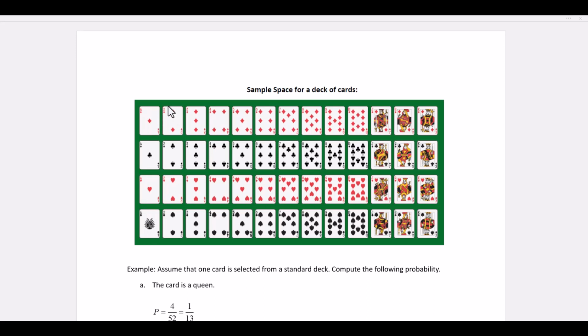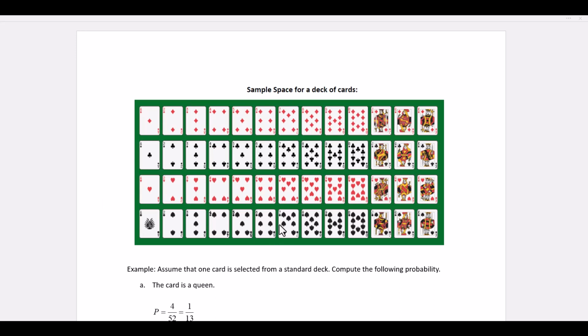Now, in some examples, they use the ace to represent 1. But for our purposes, we're going to treat the aces as a separate category. So the numbered cards will range from 2 through 10. And then we have the face cards. The face cards are the jack, queen, and king. So that's just a real quick review of a standard deck of cards.